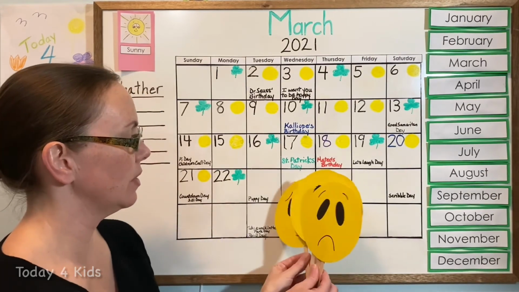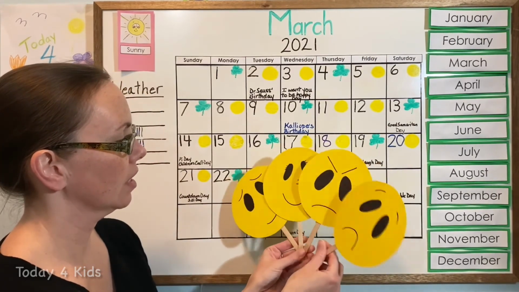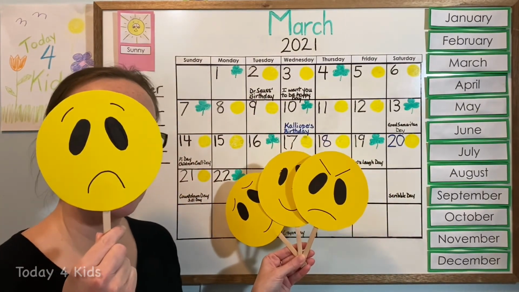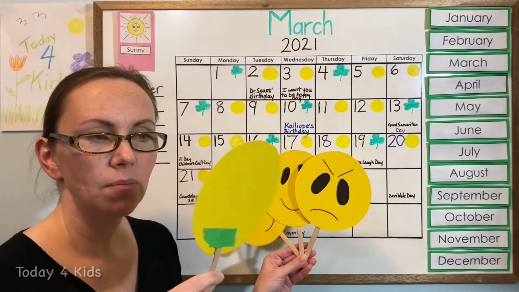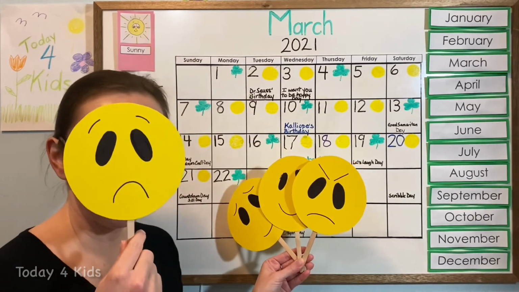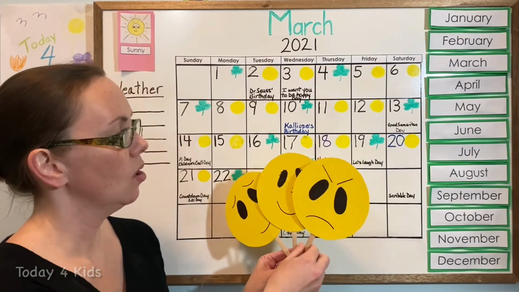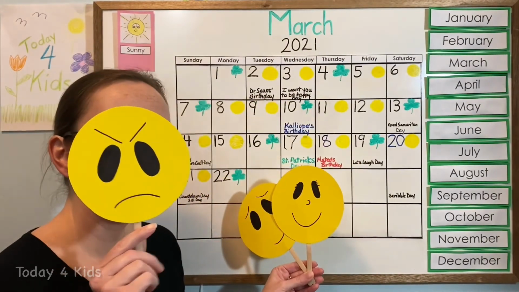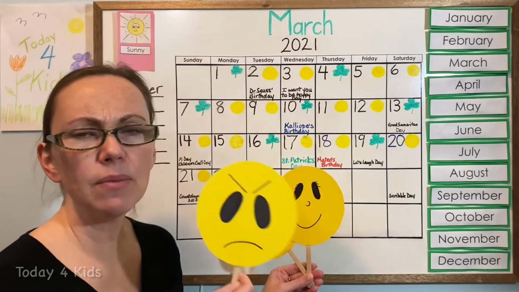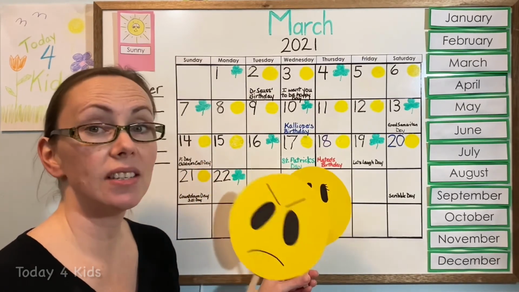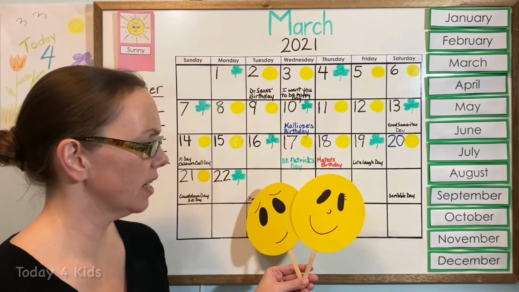Let's see, what else do we have here? Are you sad? I don't think I'm feeling sad today. Maybe you're a little bit weepy or disappointed. Maybe you wanted something to happen and it's not going to happen. What about angry? Are you angry today? I don't think I'm feeling angry. Nothing bad has happened. I'm not mad about anything or disappointed. I had a good sleep, so I'm not tired or grouchy either.